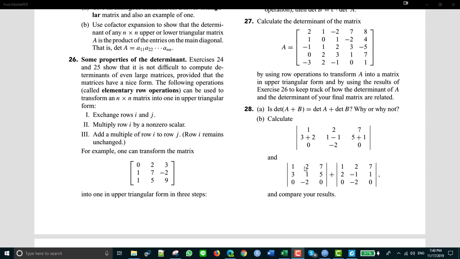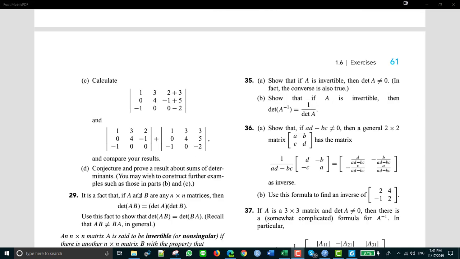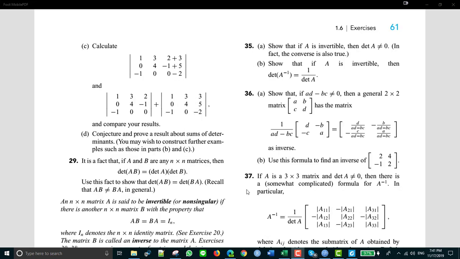Okay, you can check this out. See if the determinant of the sum of these two is equal to the determinant of the first one plus the determinant of the second one. On the other hand, they say that if A and B are any n by n matrices, then the determinant of their product is the product of the determinants. So they say use this fact to show that the determinant of AB is equal to the determinant of BA. That's fairly easy because the determinant of AB is equal to this, and the determinant of BA is equal to this in reverse order, but whether you switch the order or not doesn't make any difference in terms of what it's equal to.